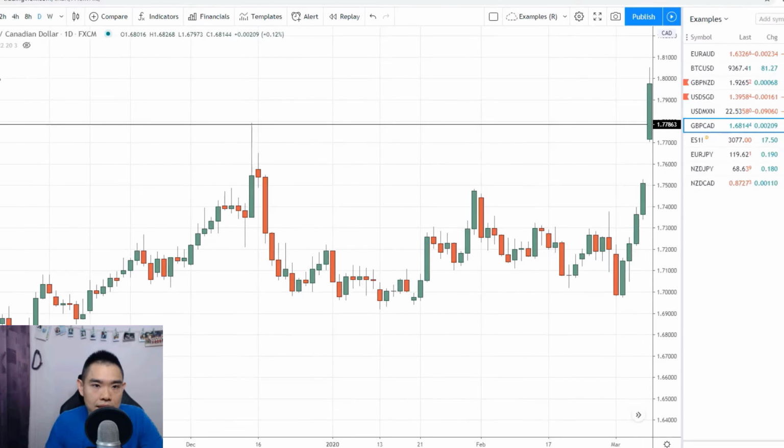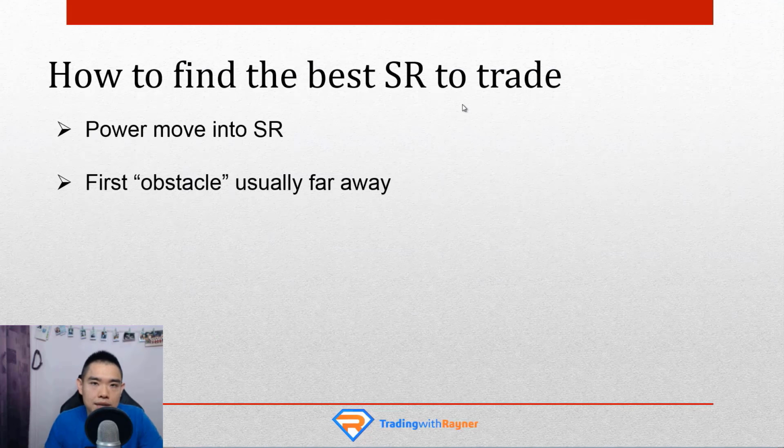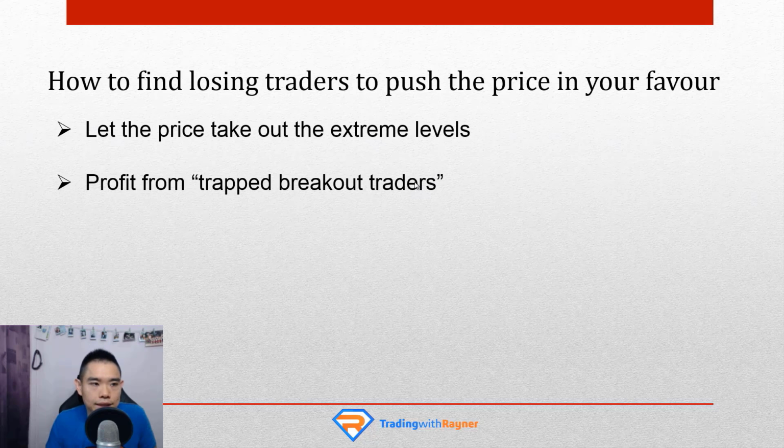I hope that makes sense. So this is how you find the best support resistance areas to trade: power move into support resistance. Avoid trading when you get a very choppy stair-stepping move into support resistance, because that's where those levels usually break down.